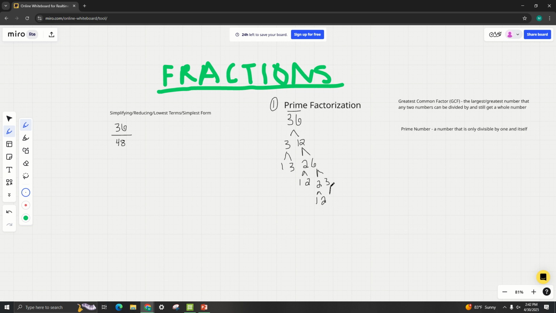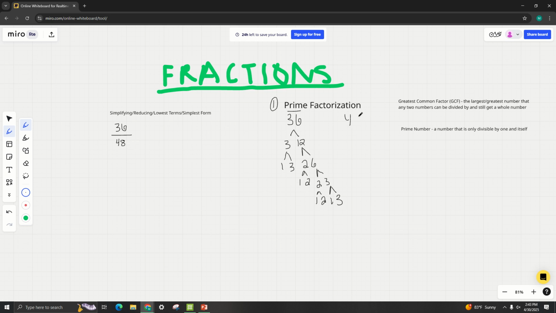You don't have to write this out with the 1 and then the number itself to show it's a prime number if you already know. But I like to do it just to be extremely clear with what I am doing. So I'm going to leave it as that. I'm going to come back to this, but first I have to do my prime factorization of 48.